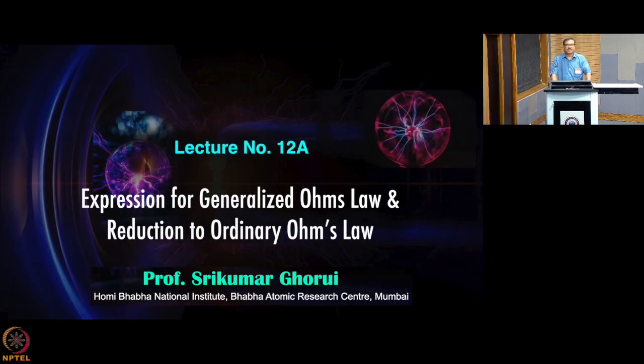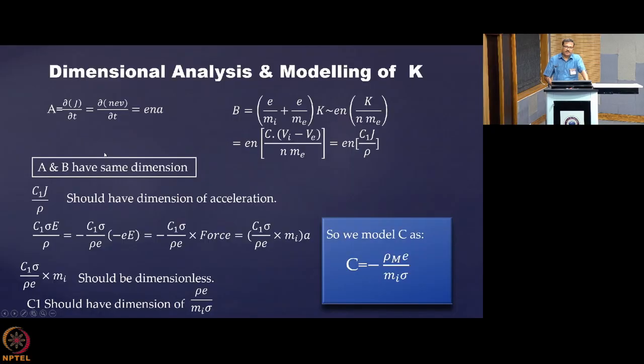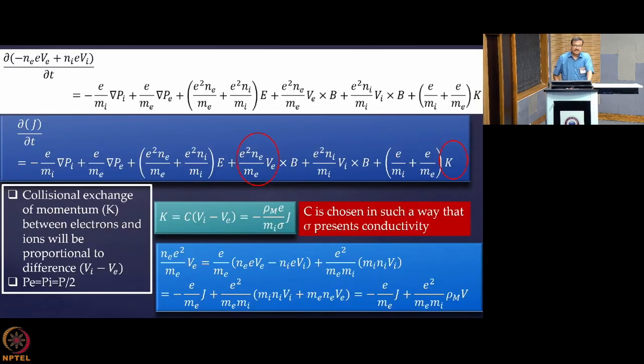So hello everybody, we are back again to our class. Now what we are dealing with is the generalized Ohm's law, and we are trying to model the collisional term in this case because we had no other way to escape from that. We have modeled this collisional term as minus rho me by mi sigma into j, and we have reached this expression from a dimensional analysis, which we have explained in detail.